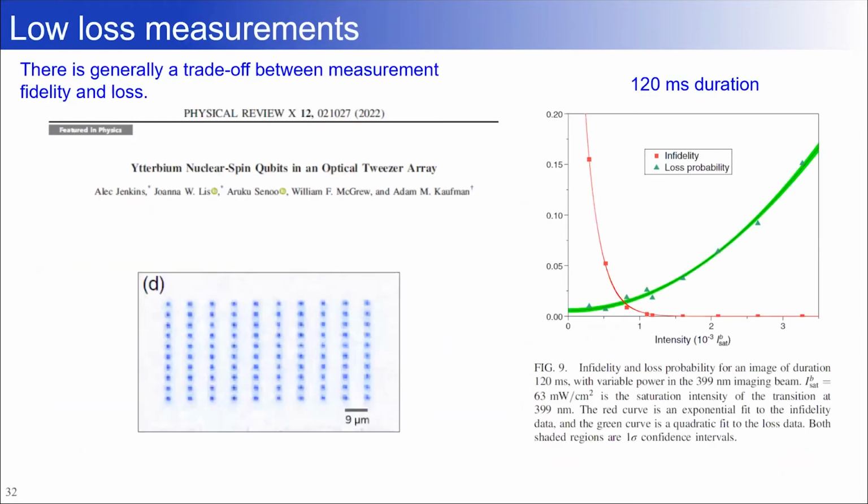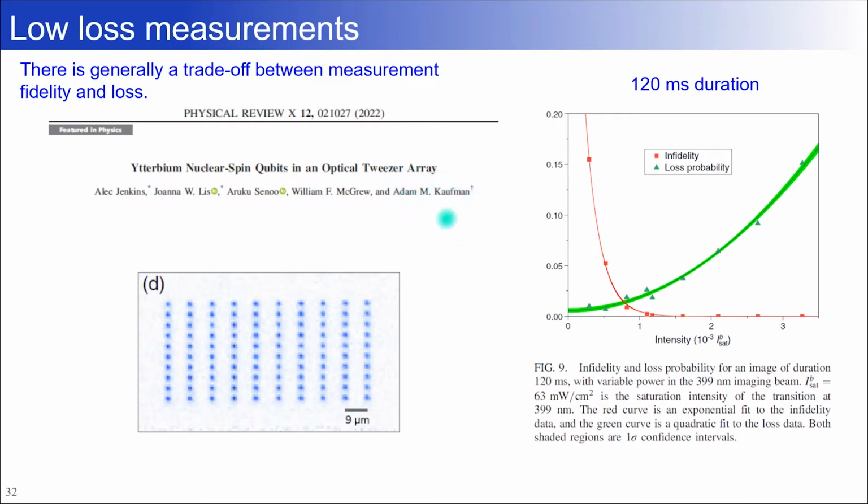Okay. Yeah, measurement. So generally, there's a trade-off between the fidelity of the measurement, do I have an atom or don't I, and the probability of losing the atom while I'm looking at it. The longer you look at the atom to get a more accurate measurement, you tend to heat the atom by shining light on it to look at it, and that gives you loss. And so here's a nice example of that.